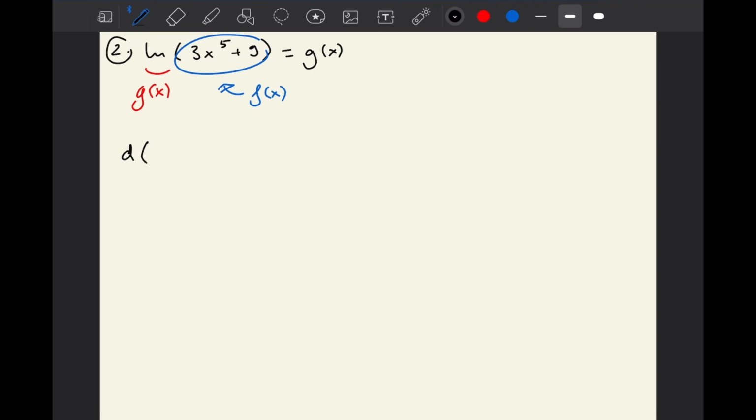Let's look at a second example. In this case, g of x is the natural log of 3x to the power of 5 plus 9. So in this case, you have to recognize that the 3x to the power of 5 plus 9 is our f of x, and that the natural log of x is our g of x. So, like we did previously, in order to get the derivative of the natural log of 3 times x to the power of 5 plus 9 with respect to x, we have to take the derivative of the composite function with respect to f of x.